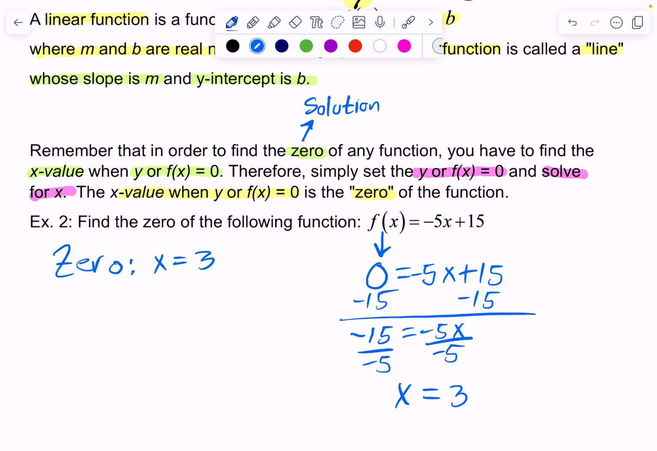If I wanted to write it in x-intercept form, though, I would write it as (3, 0). Because yes, just in case you were curious, a 0, a solution, and an x-intercept are all the same thing. It's just a matter of how you write it. Zeros are written as just the value of x, and x-intercepts are written as ordered pairs.